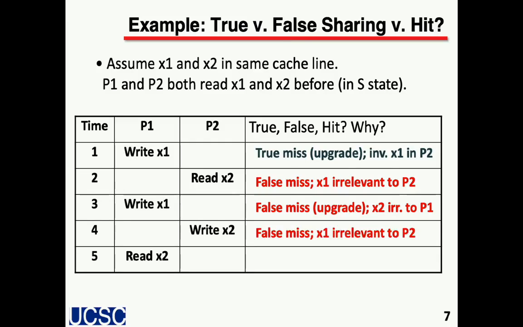Now, if P2 does a write, same thing. X2 and X1 are different words, so it's still false. Because we were formerly invalid and validated data, it's actually a miss. It's actually bringing the thing in, but it's false because they're different words. And now, finally, if P1 actually reads X2, that's actually a true miss, right? Because it actually is the same word. There actually is sharing or communication happening there. So they will need to copy it over.